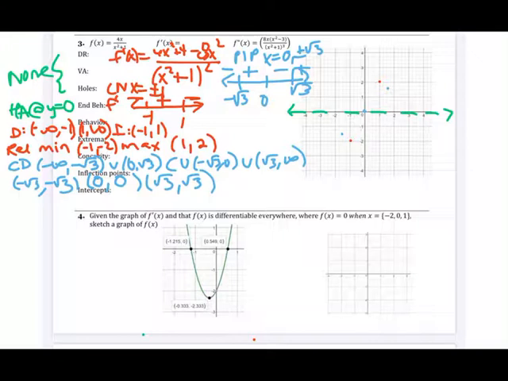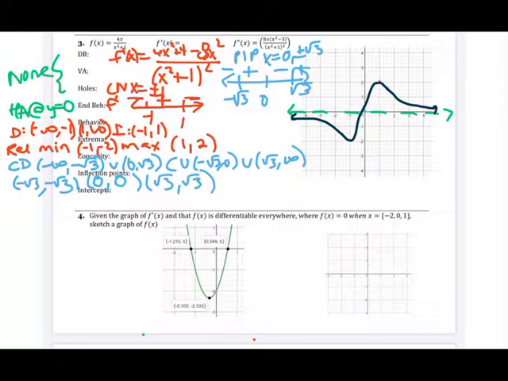When I'm doing that, I'm paying attention to the concavity, which is switching at my blue dots, and that the end behavior is approaching y equals 0 on both ends. And there we go. All right, last question, number 4.